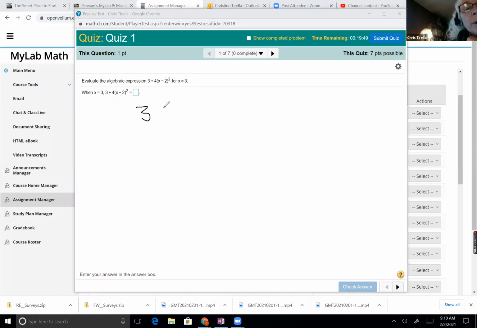I think everybody was real good at substituting the value for the variable. But then some people kind of messed up with their order of operations. Order of operations, first I do what's on the inside of the parentheses. So that gives me 3 plus 4 times 1 squared.